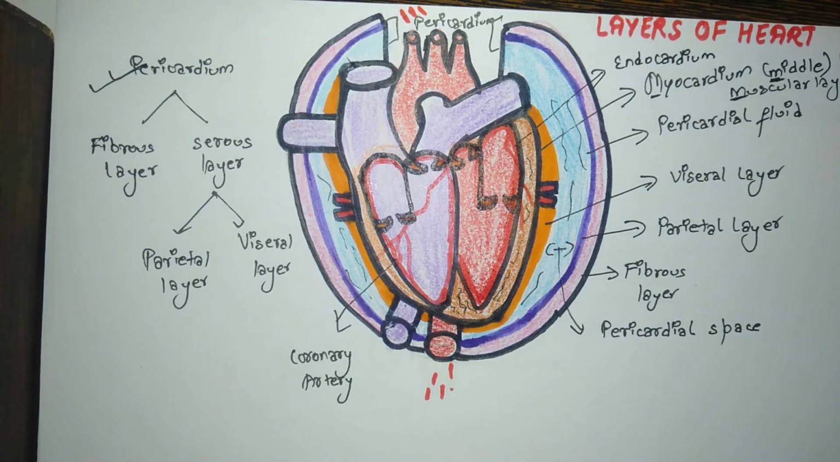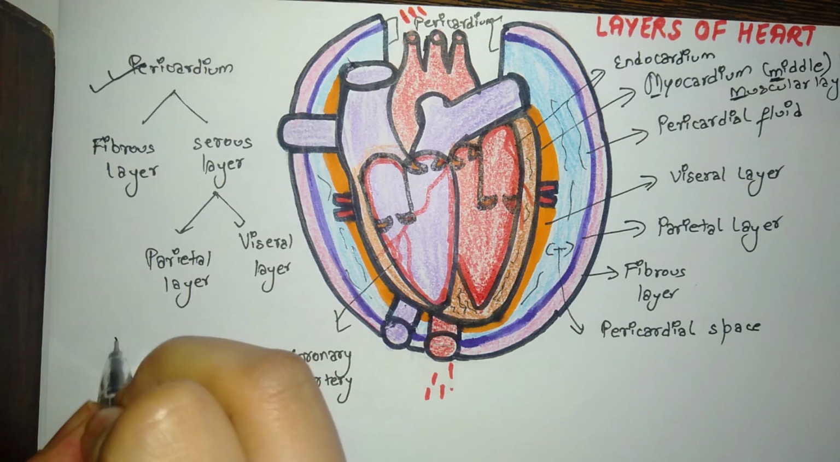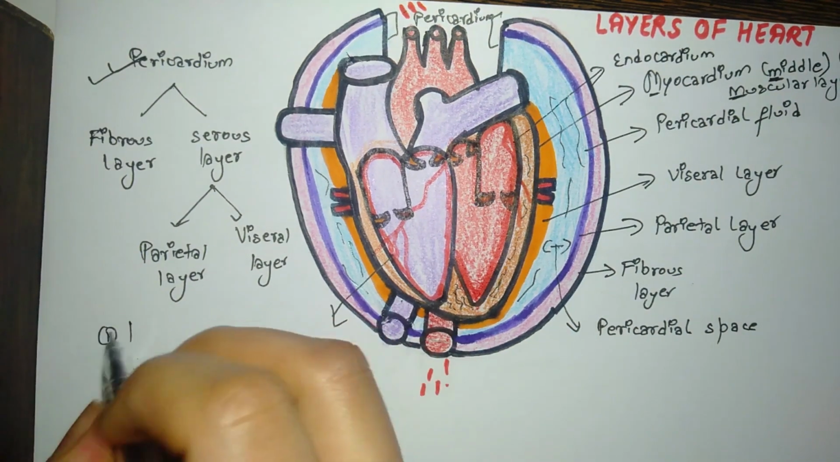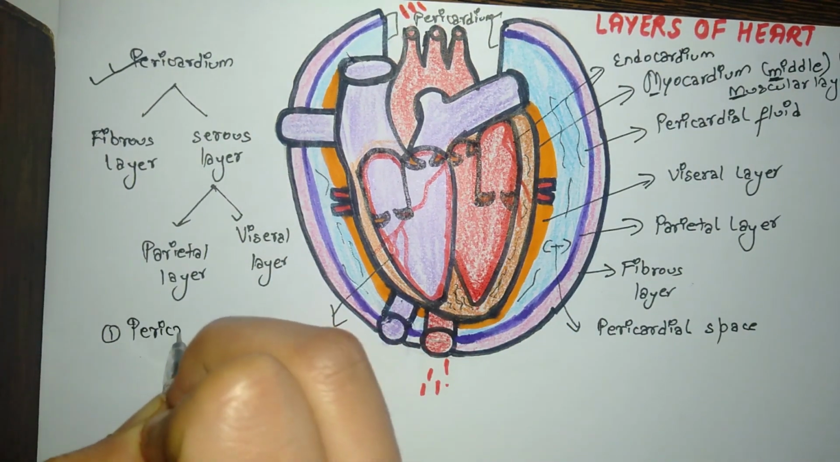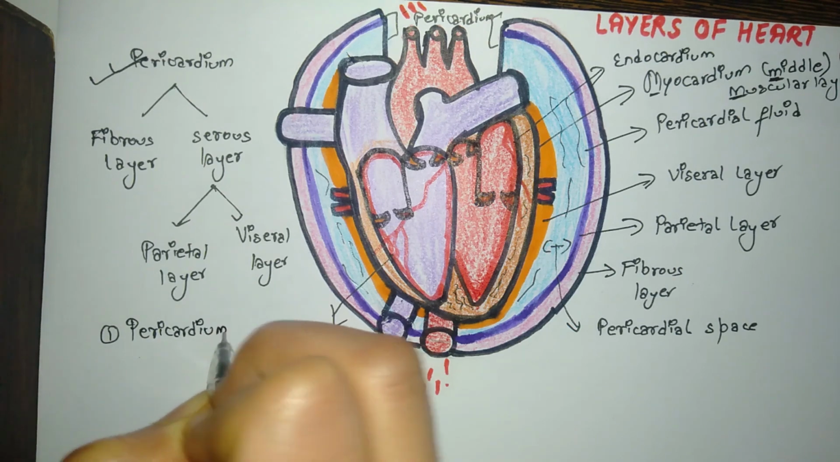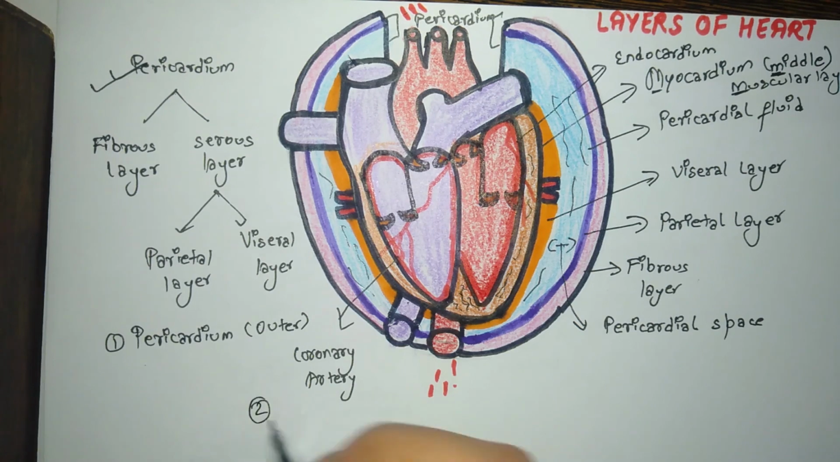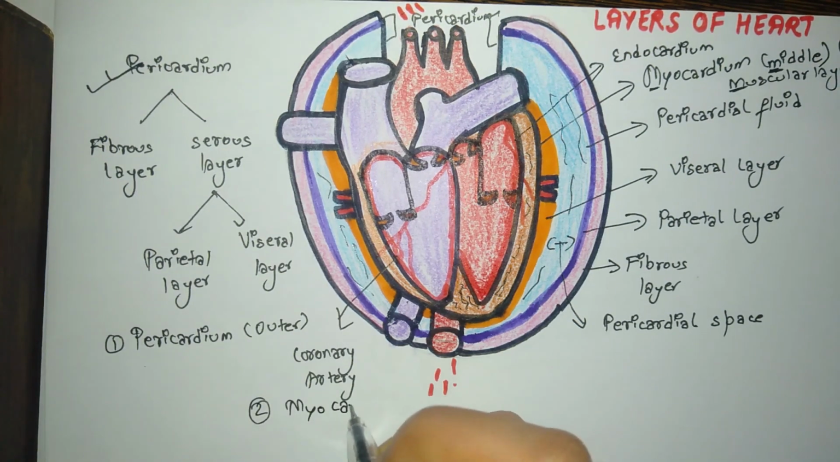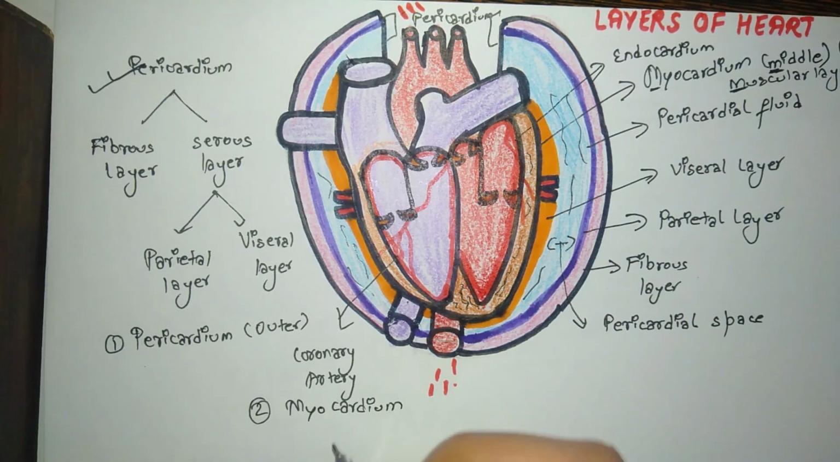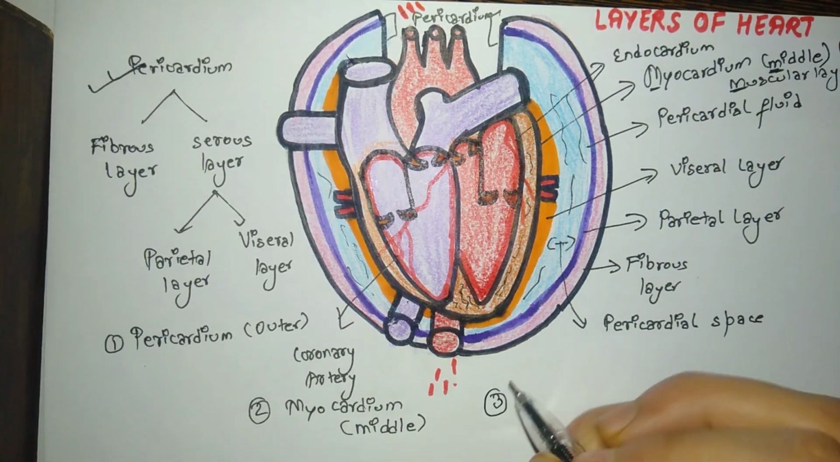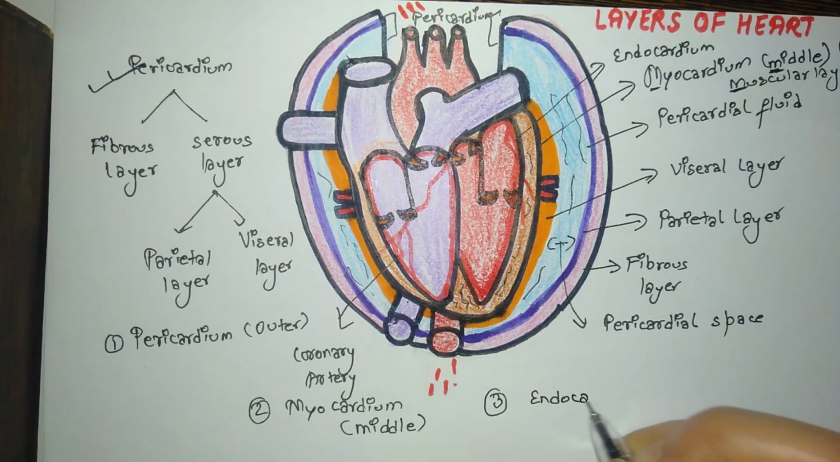So in this video we talk about the three layers. One is the pericardium, which is the outer layer. Another is the myocardium, the middle layer, and another is the endocardium, the inner layer.